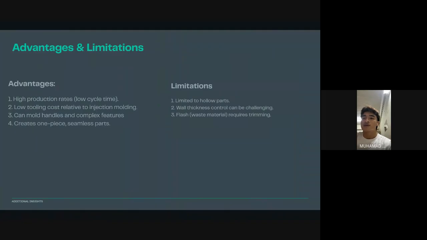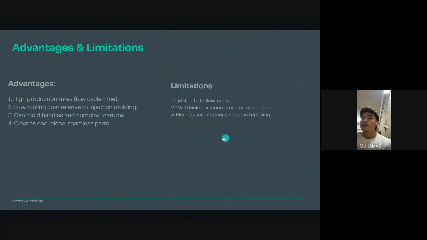From an industrial standpoint, blow molding is highly valued for its high production speed and relatively lower tooling costs compared to the other molding techniques. It is uniquely capable of producing seamless, one-piece parts with features like integrated handles, which saves on secondary assembly steps.